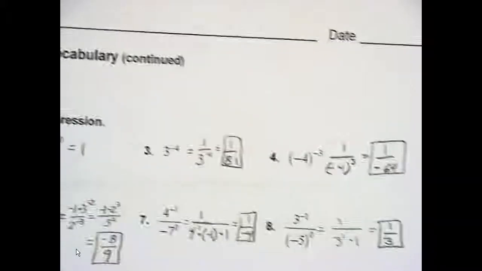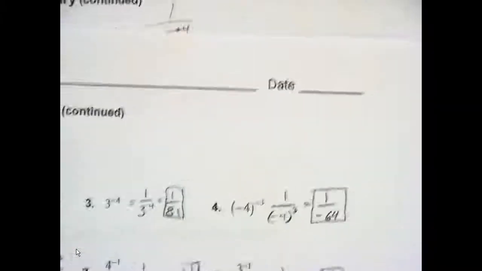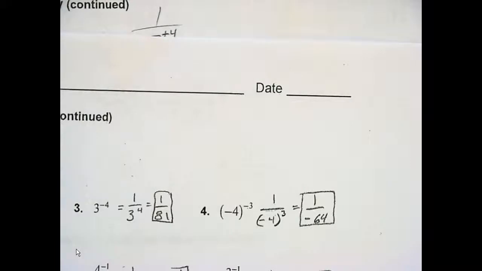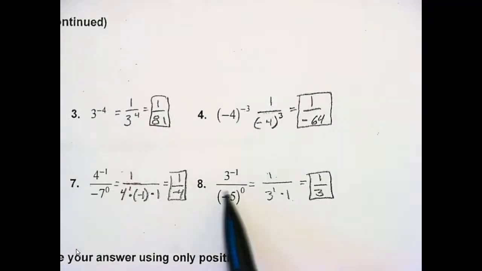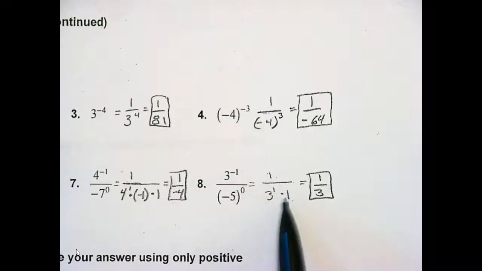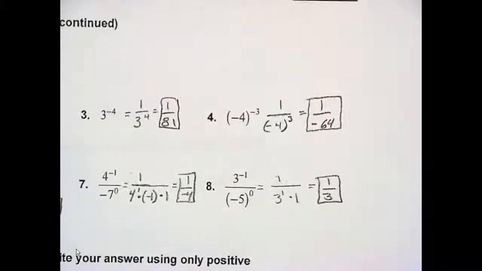Any other questions on that section? Yes, Sarah? Number 8, would it be negative? No, this part right here is going to change. Oops, sorry. This part right here is going to be 1. Okay, this part's going to drop down. You're going to have 3 to the first times 1. You get 1/3. Other questions on 1 through 8?